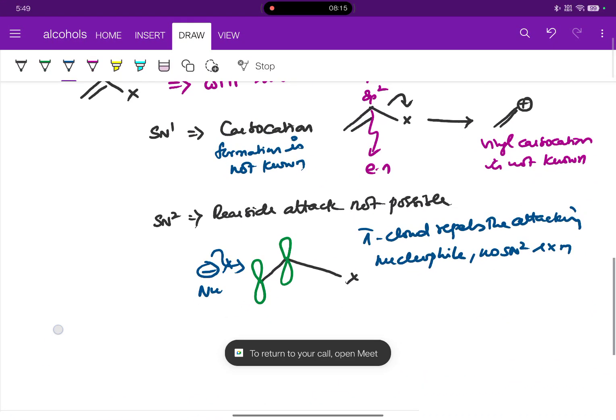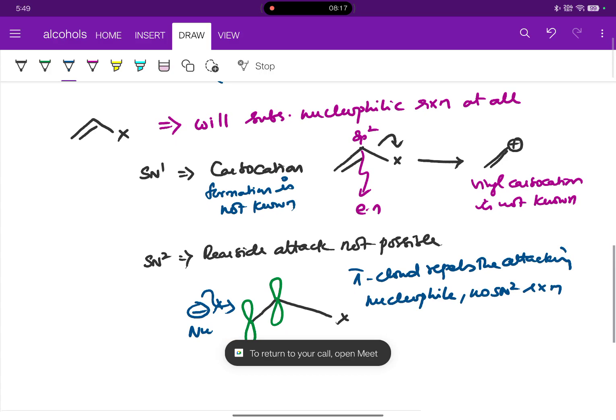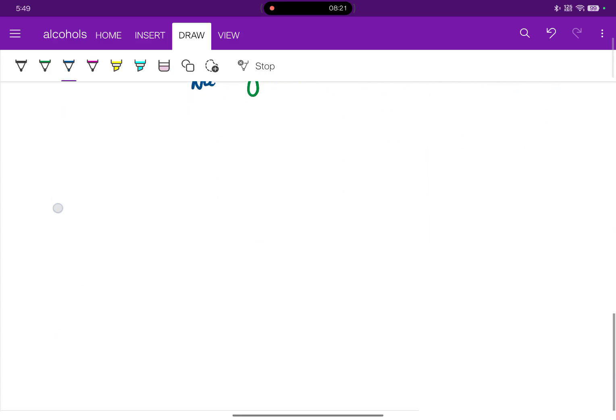That is for vinyl halides, vinyl chlorides. Now let us go for another substrate.